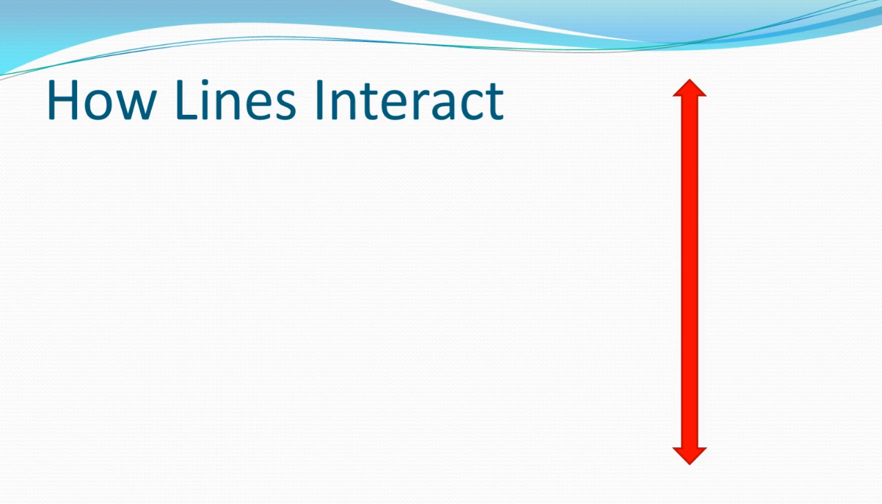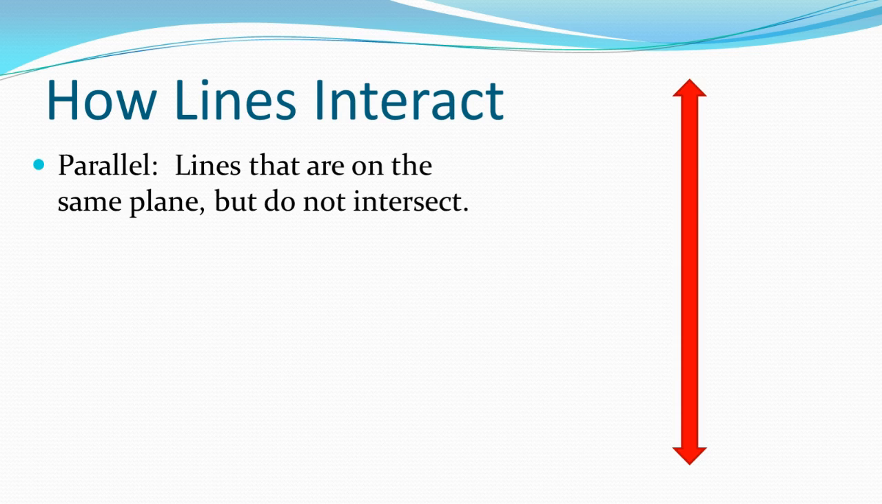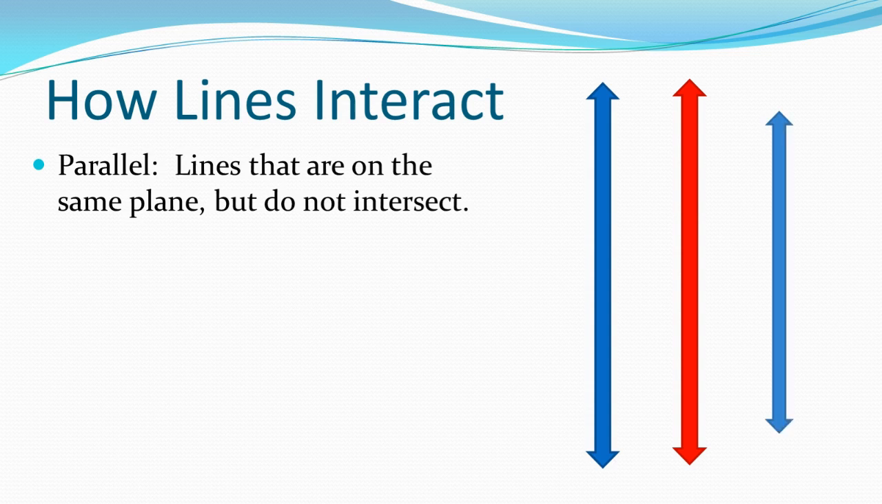For example, if I take one line and draw another line directly next to it, we can have parallel lines. These are lines that are on the same plane but do not intersect. You can think of parallel lines as train tracks. A train track that crosses the rails would not be very effective. So you could extend these lines in either direction infinitely and they would never cross.